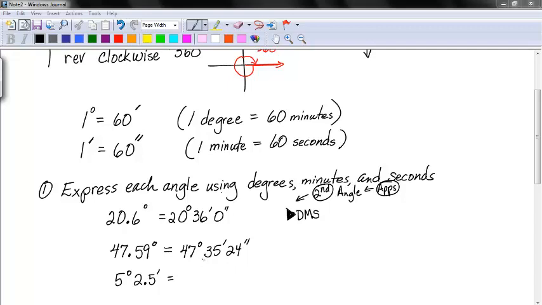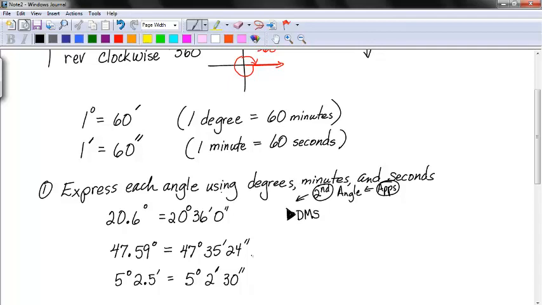It's going to be 5. It's going to be, yeah, this is not right. Punching that in on the calculator is not right. So it's 5 degrees. They're already giving it to you in minutes, right? So it's 5 degrees, 2 minutes. How many seconds? 30. Okay? That one's a little bit different.